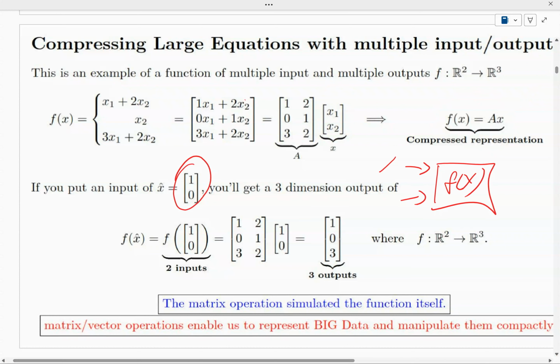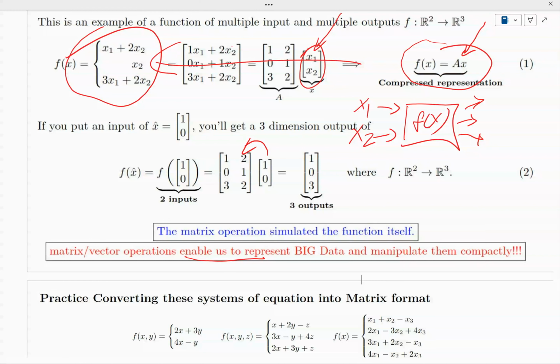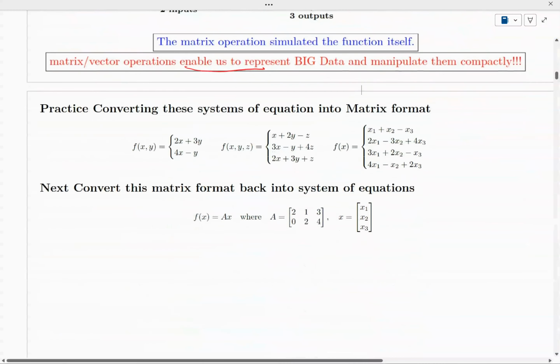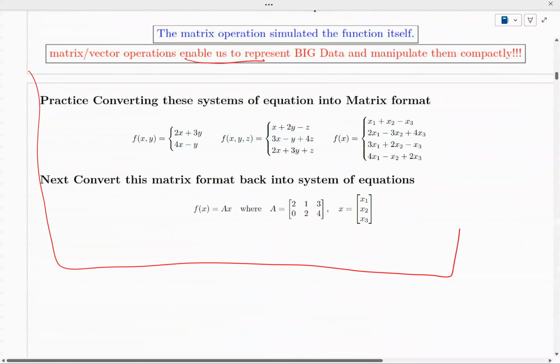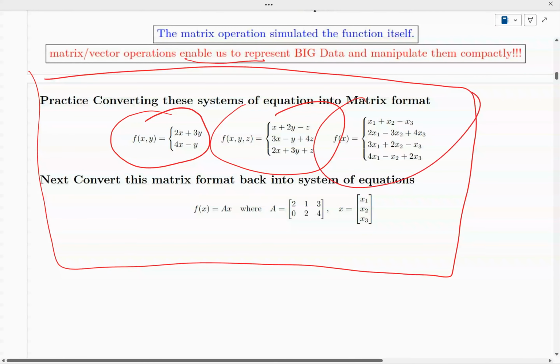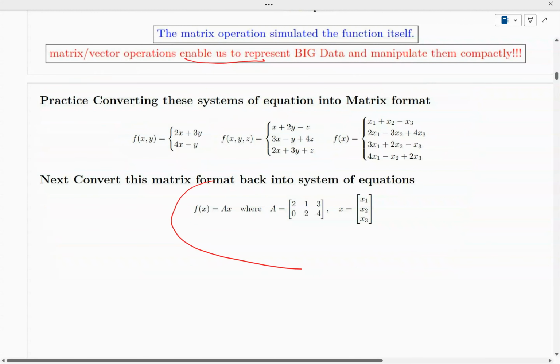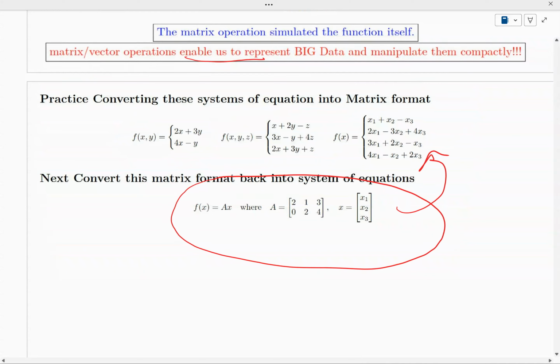So that's in a nutshell why matrix and vector multiplications are so integral for machine learning, because we have so much data and the only way you can manipulate it is through matrix operations. Okay, so your first exercise will be to practice doing these conversions. So why don't you practice converting these three equations, and then this over here allows you to convert back to these equations. So pause the video, and we're going to continue.